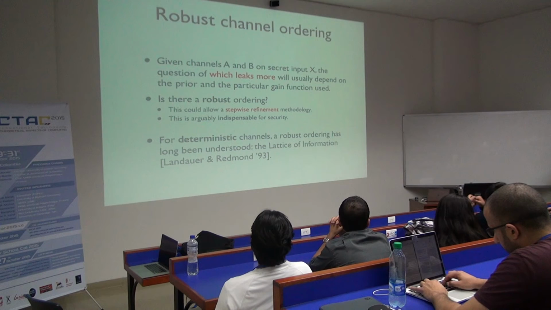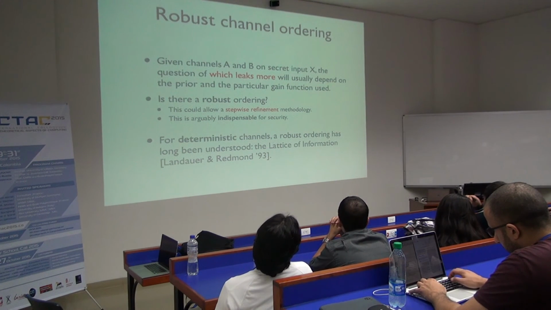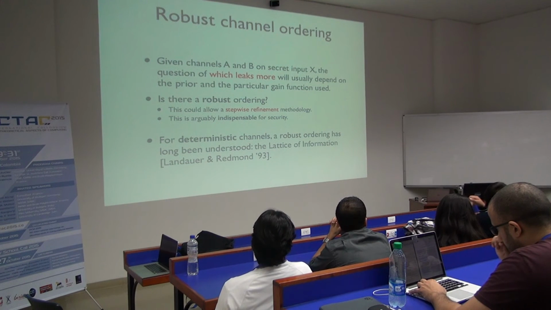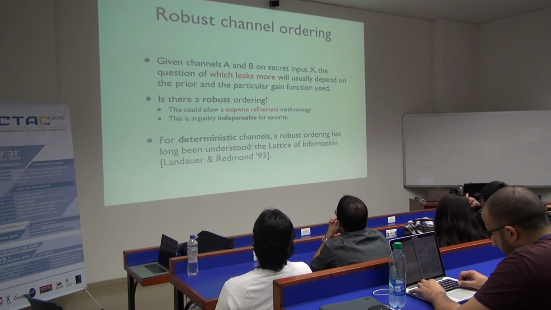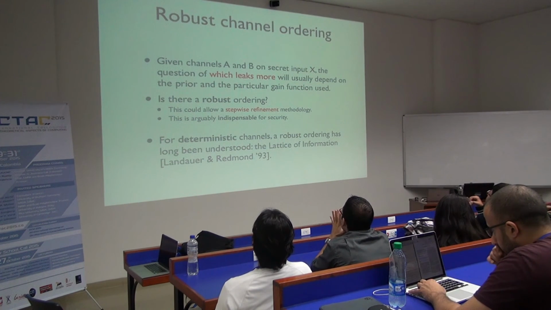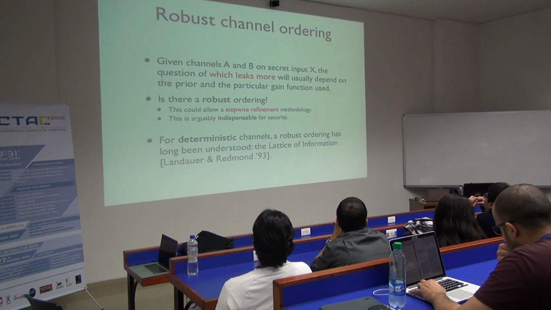So you can think of it as a sort of refinement, right? So I'm going to refine my system with the separate system, but in doing that, I want to be sure that the new system does not leak more than the previous one, right? And of course, I could use any of these leakage measures to compare systems, but if I do it, then this will depend on the prior and the particular gain function used, all right?